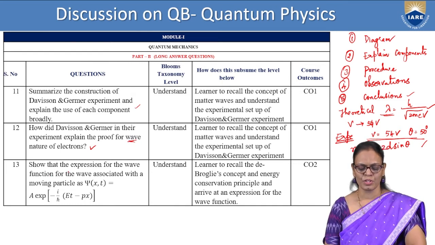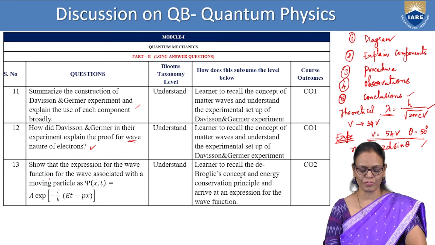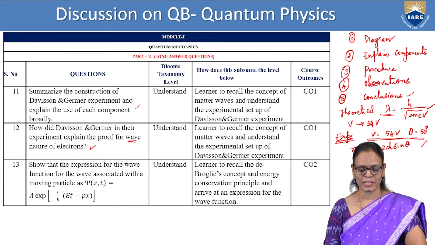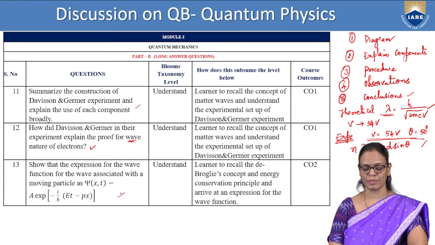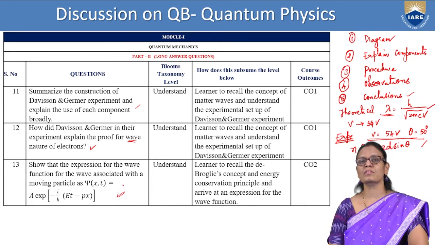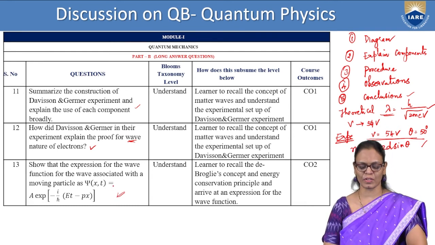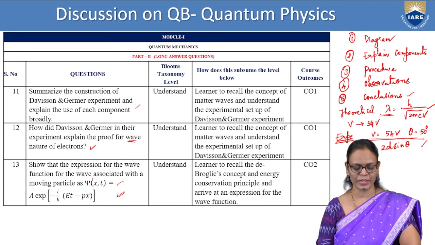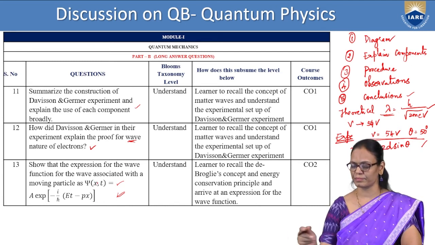Then, show that the expression for the wave function associated with the moving particle, psi, is given by A exponential minus i upon h cross (Et minus px). So whatever expression we have derived in the time independent Schrodinger wave equation, the solutions of the Schrodinger wave equation give us the wave function. So derive the expression first and then arrive at psi.